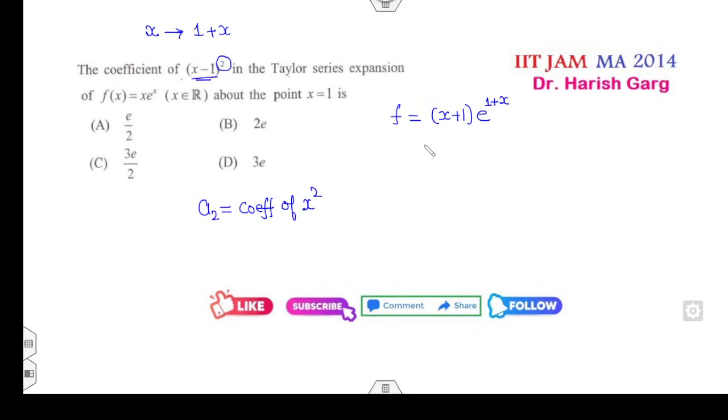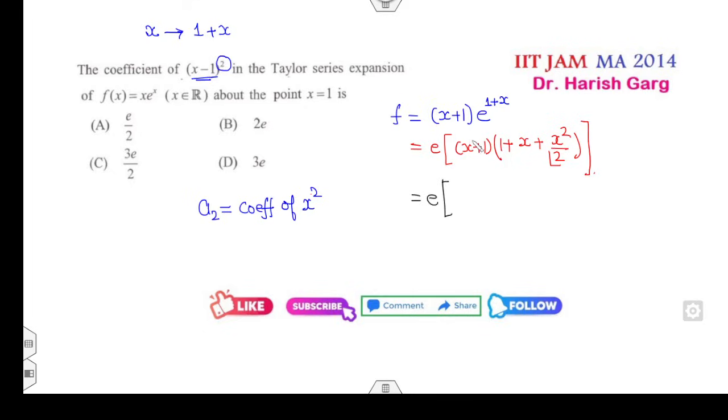Now you can expand them. Let me separate this, first separating the e. Fine. Then it is x plus 1 e raised to power x, e raised to power 1 plus x. You only need up to x square, so just write up to x square, that is enough. Fine. Now you can equate the coefficient.